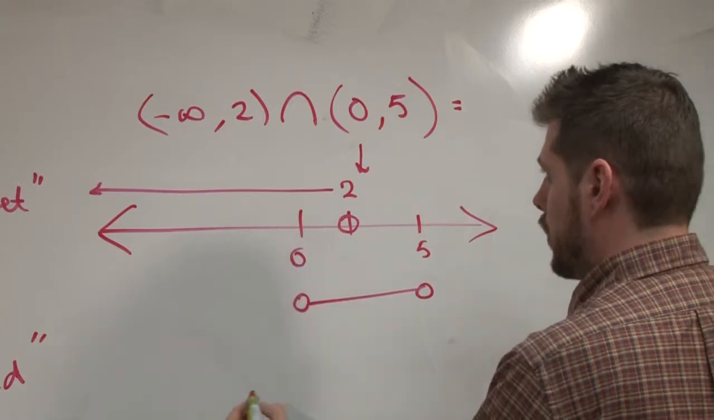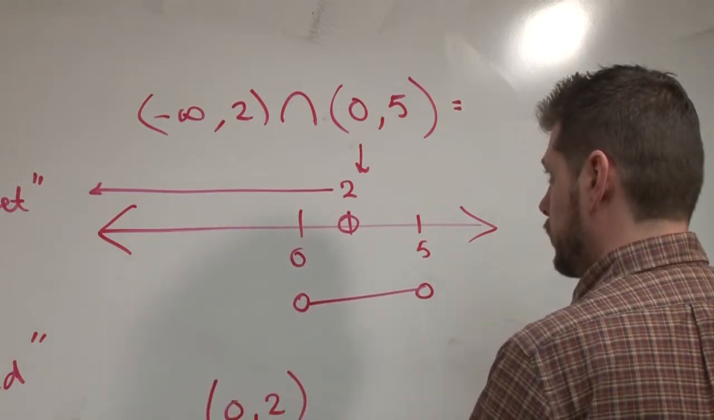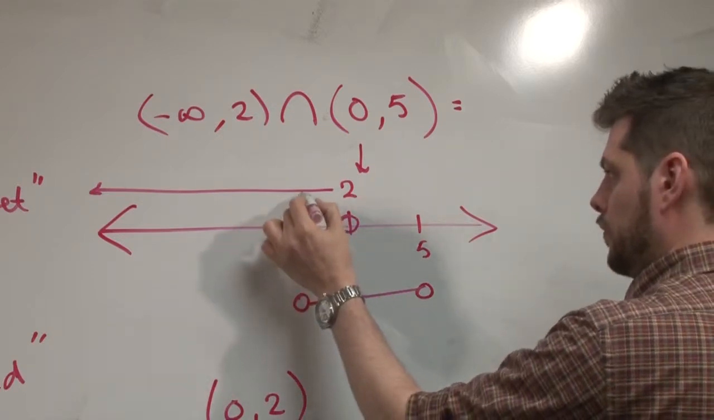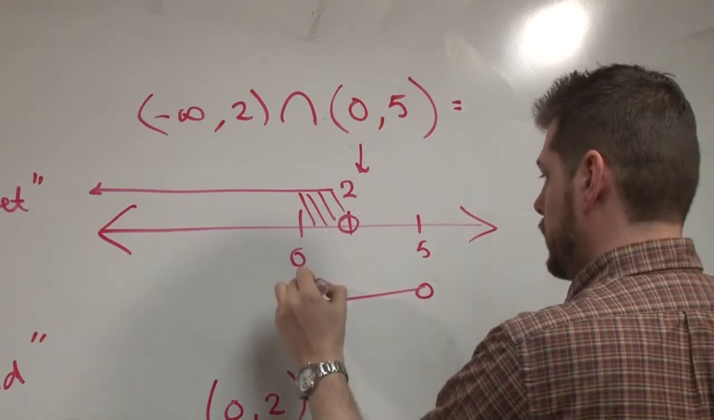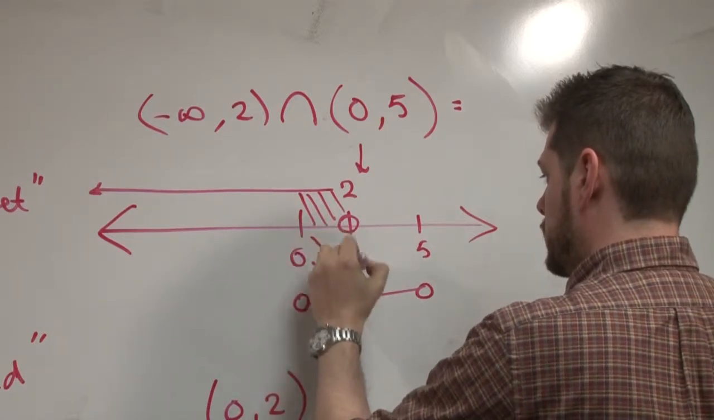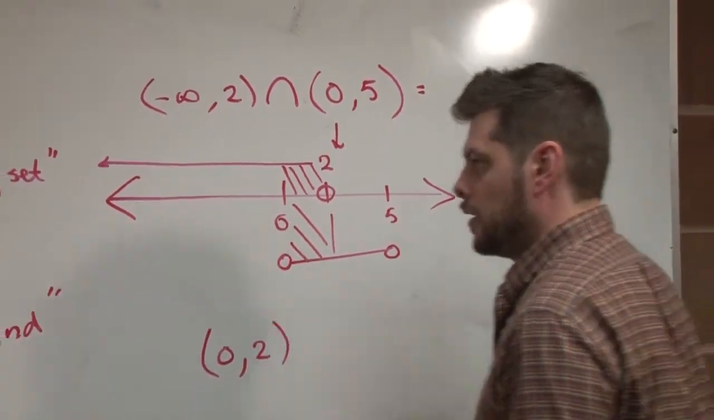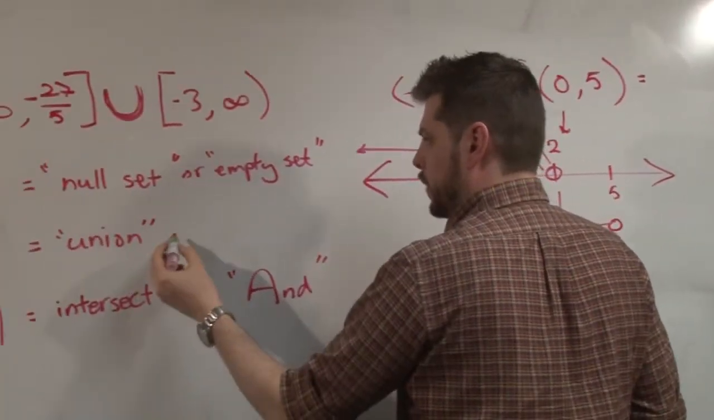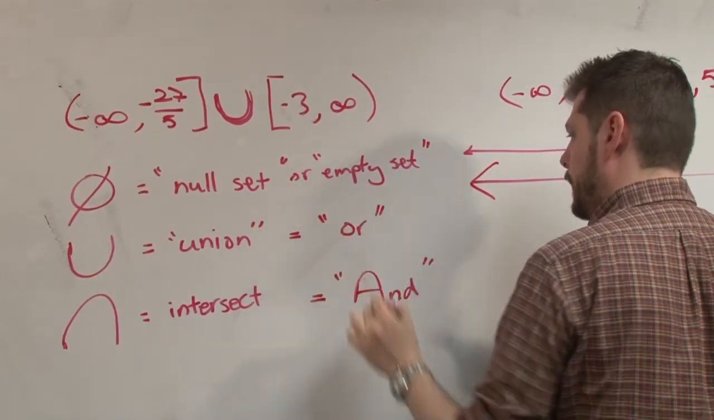So those numbers are the interval from 0 to 2, right? They're right in here, okay? Those are the only numbers that are in both sets, okay? Hopefully that's a good way to visualize what's going on. So, and we've been playing with union, and that is the same thing as OR, okay?